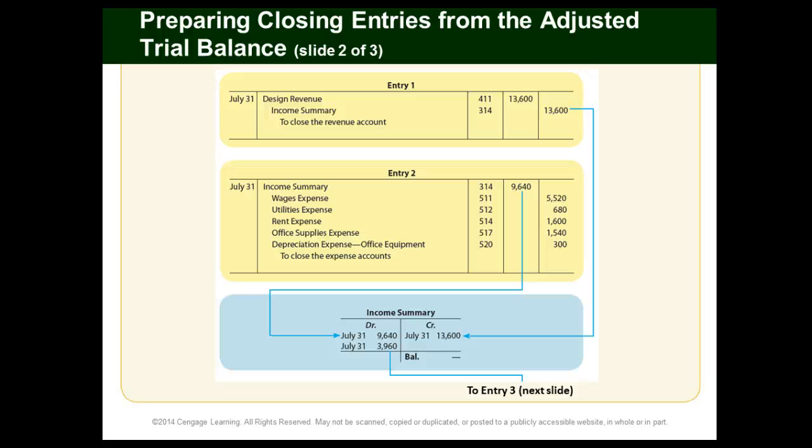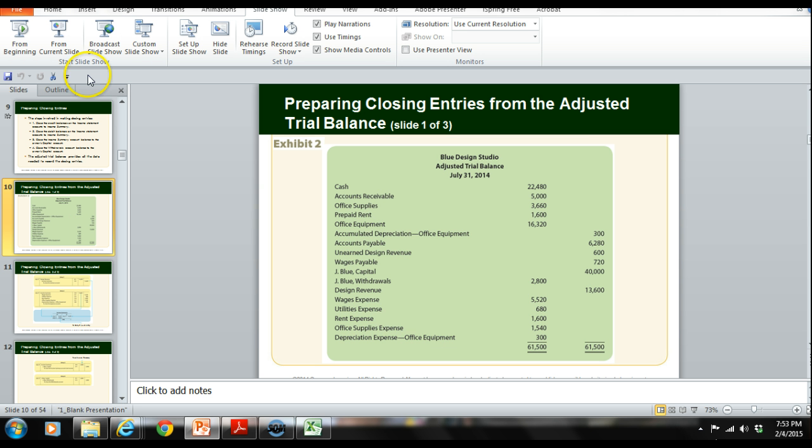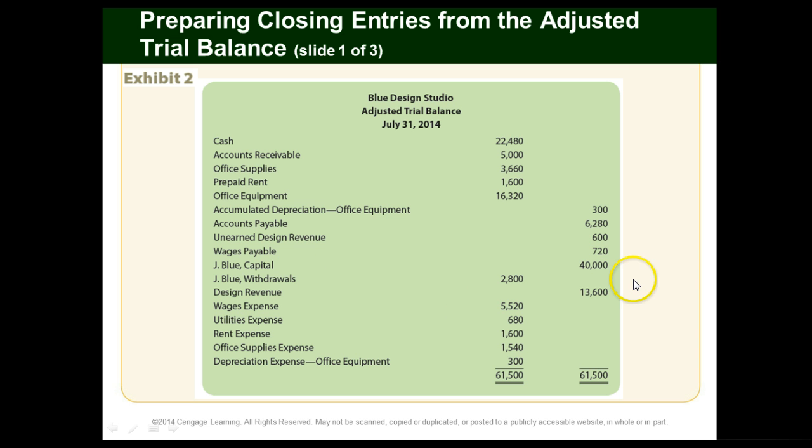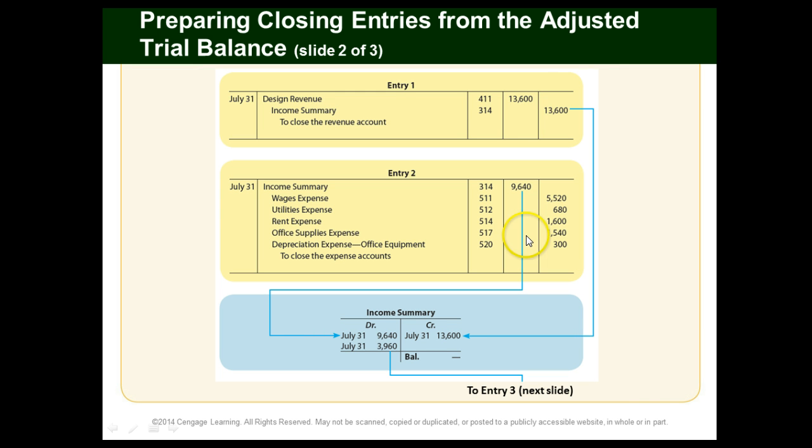Okay? So the way in which we handle this is we're going to take our revenue from here. Do you see how our revenue is at $13,600? Do you see how we are going to debit our design revenue account, because that will zero it out, and we're crediting it to income summary, and this closes out the revenue account. We're going to do the same with every single expense account. They normally have a debit balance, but we are going to credit every one of those and zero them out and put the total to the income summary.